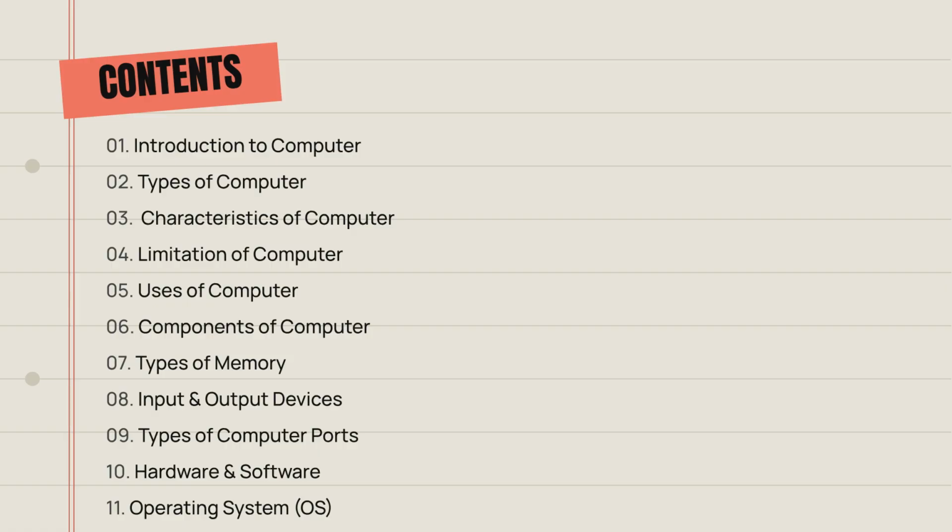This video covers key topics, including the introduction to computers, types of computers, characteristics, limitations, uses, components, types of memory, input and output devices, computer ports, hardware and software, and the operating system.